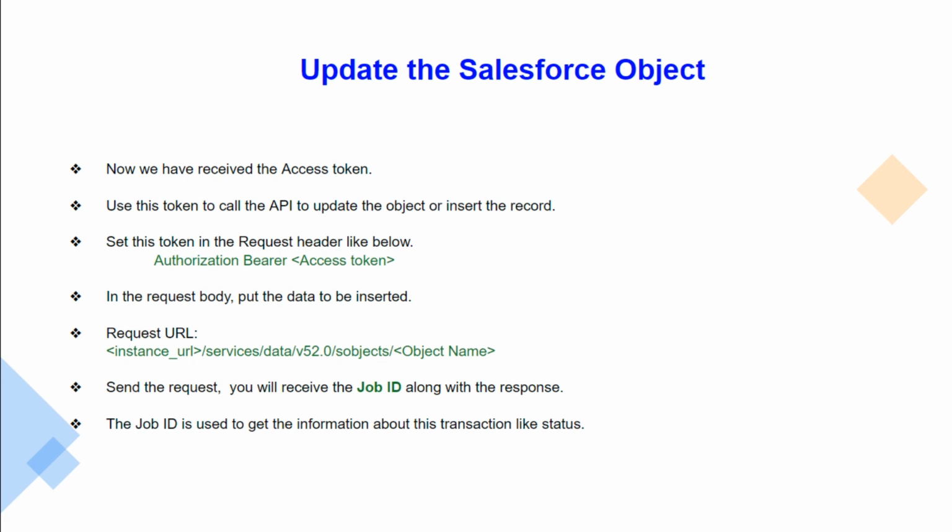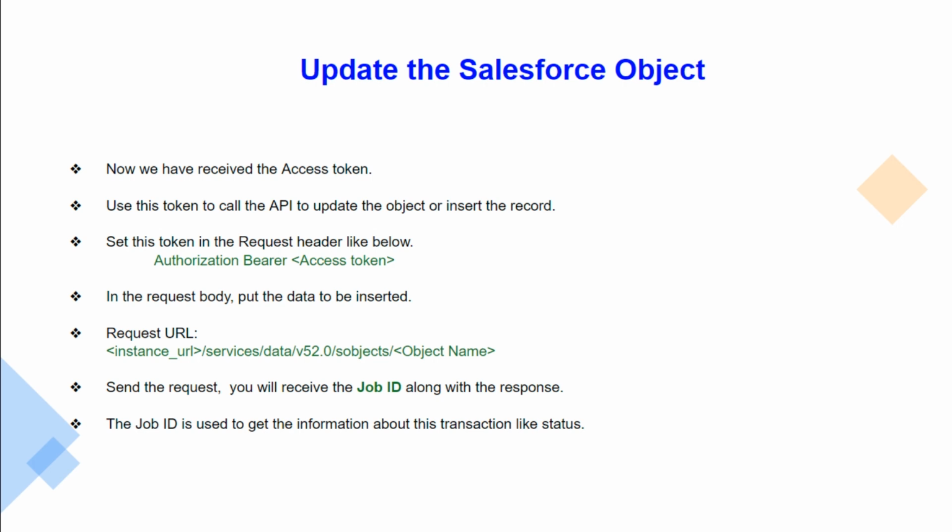Update the Salesforce object. Now we have received the access token. Use this token to call the API to update the object or insert the record. Set this token in the request header like below: Authorization, Bearer, space, then the access token.